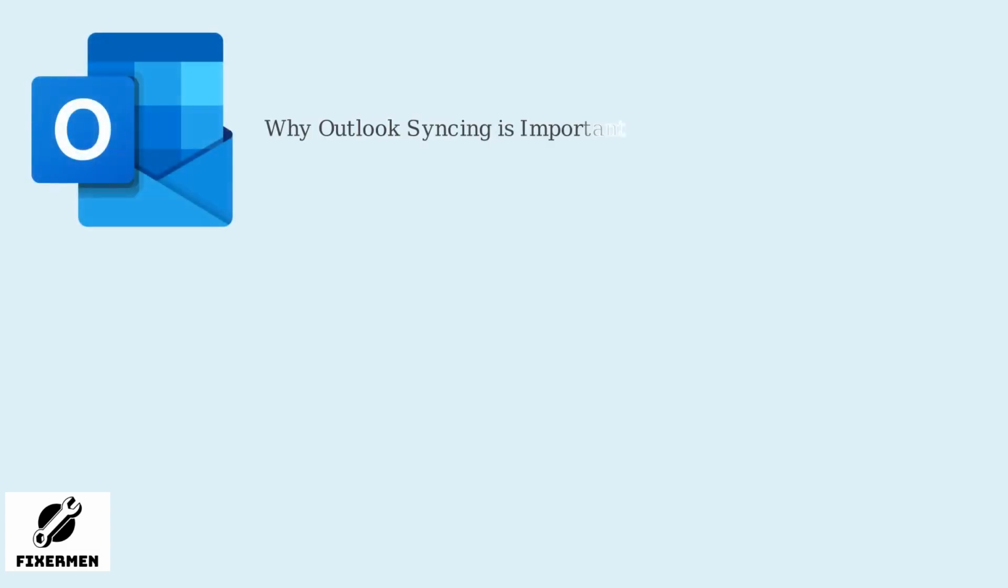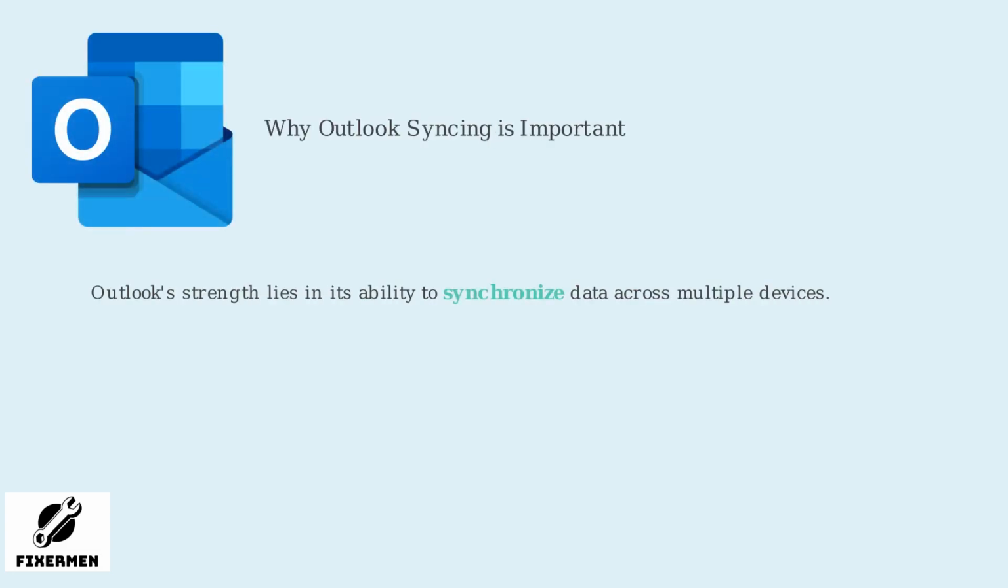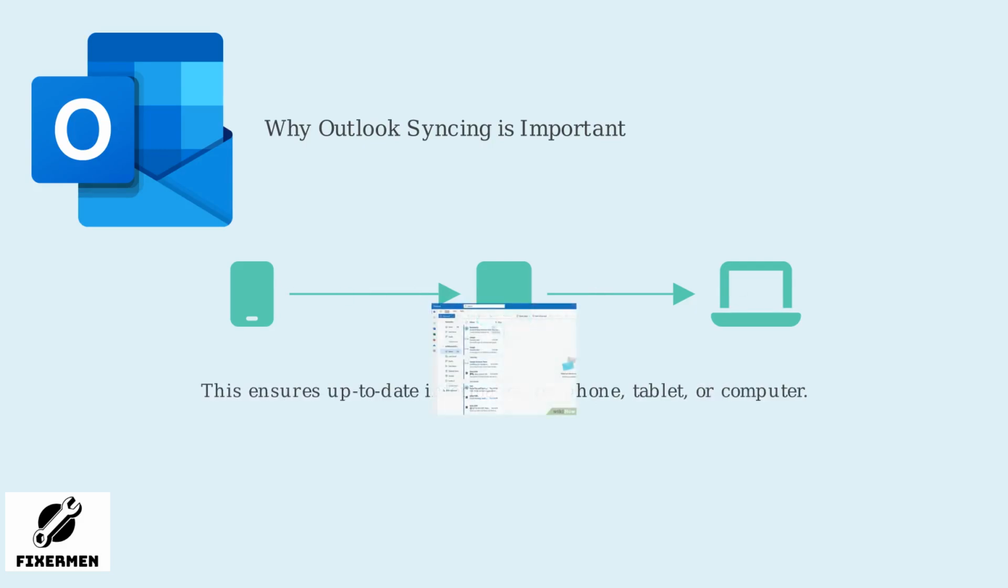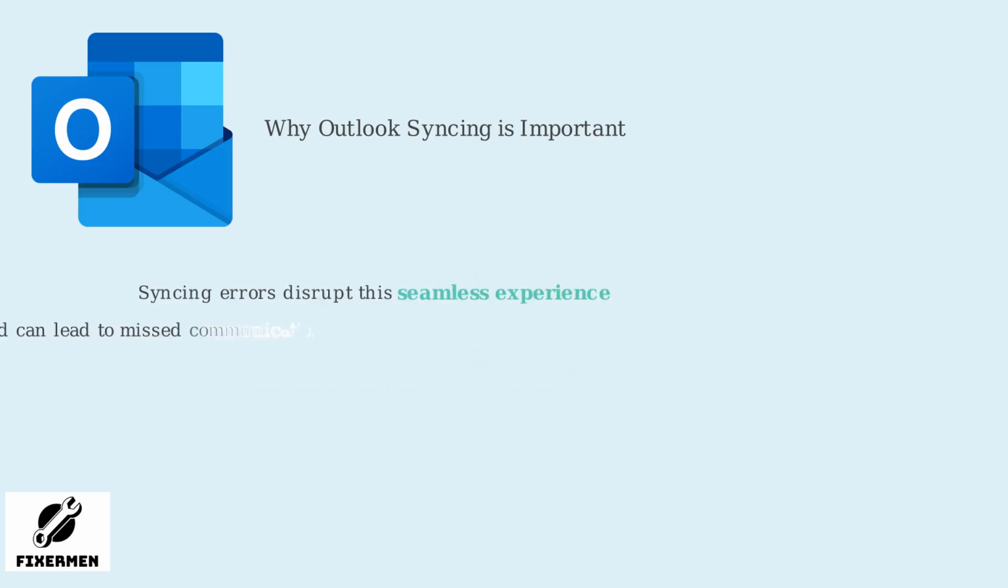Outlook's strength lies in its ability to synchronize data across multiple devices. This ensures you have the most up-to-date information, regardless of whether you're using your phone, tablet, or computer. Syncing errors disrupt this seamless experience and can lead to missed communications or scheduling conflicts.